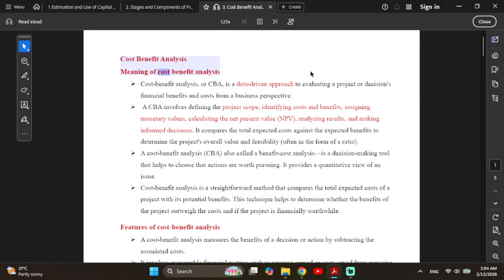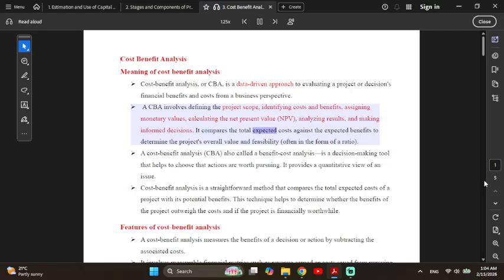Cost-benefit analysis. Meaning of cost-benefit analysis. Cost-benefit analysis, or CBA, is a data-driven approach to evaluating a project or decision's financial benefits and costs from a business perspective. A CBA involves defining the project scope, identifying costs and benefits, assigning monetary values, calculating the net present value, NPV, analyzing results, and making informed decisions.